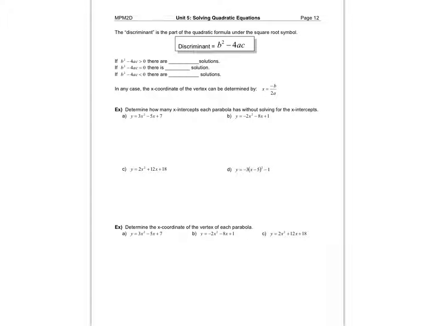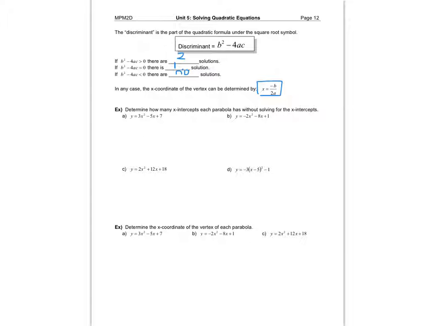So first of all, it says the discriminant is the part of the quadratic formula under the square root symbol, and the discriminant is equal to b squared minus 4ac. If that discriminant is bigger than 0, you should have two solutions. If it's equal to 0, there's one solution, and if it's less than 0, there are no solutions, or 0 solutions. In any case, the x-coordinate of the vertex can always be determined by x equals negative b divided by 2a. So, determine how many x-intercepts each parabola has without actually solving for the x-intercepts.